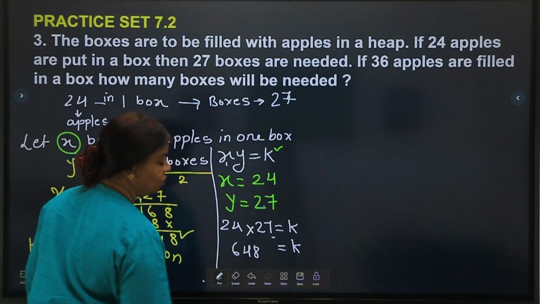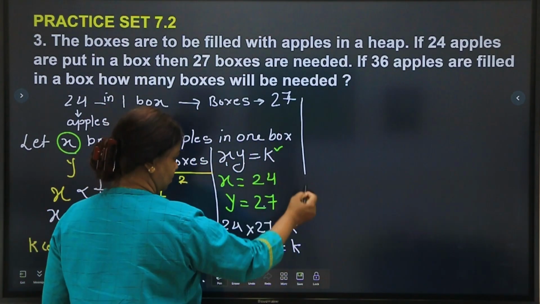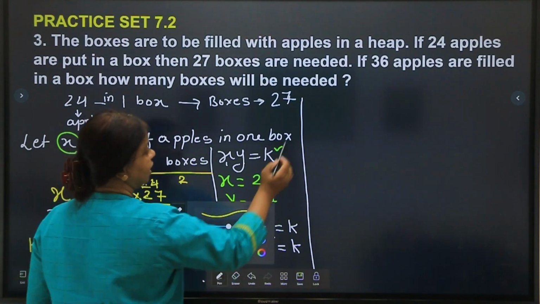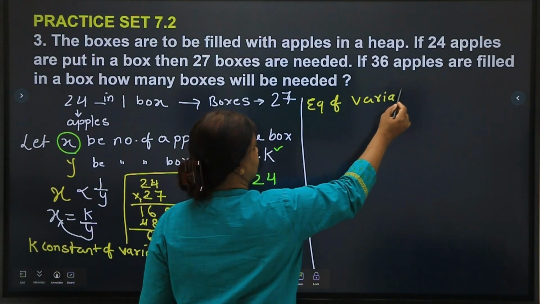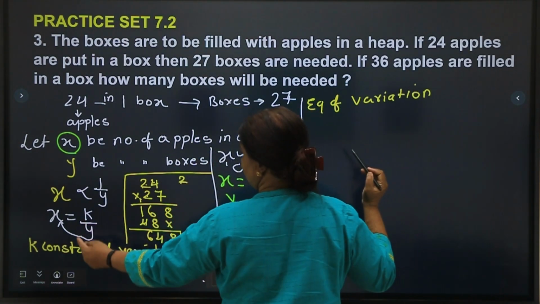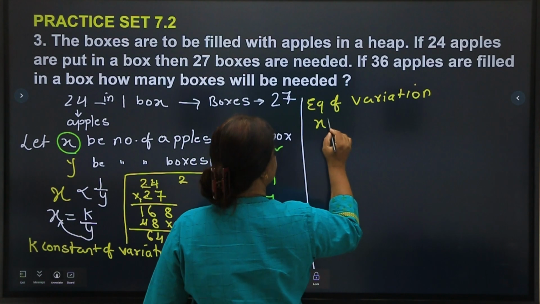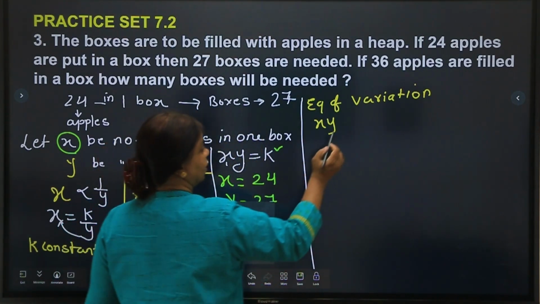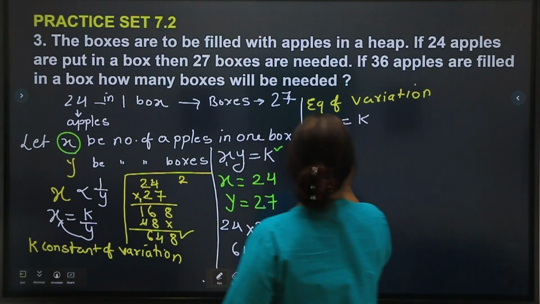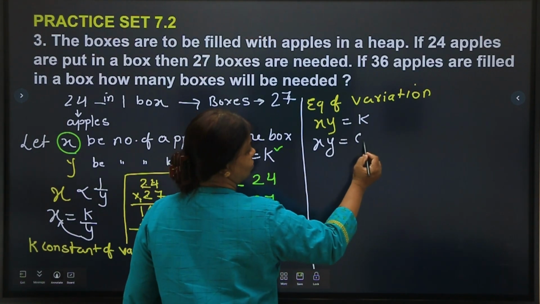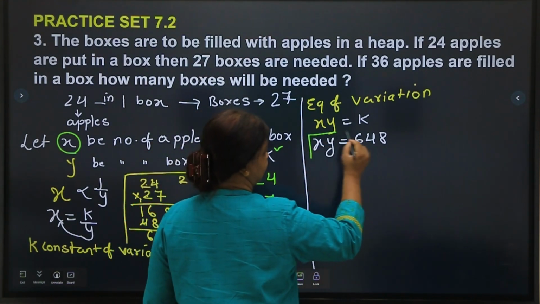Now after getting k value, we must write the equation of variation. So our equation of variation is, we know we have got xy is equal to k here. So we will write xy equal to k, where k value is 648. Place the value here. xy is equal to 648. This is our equation of variation.